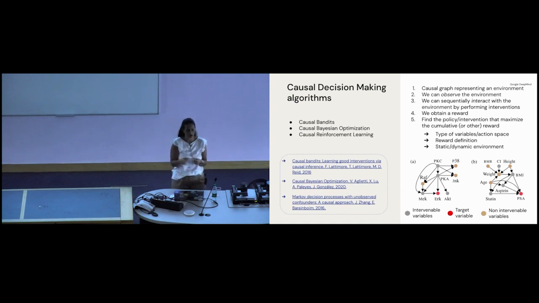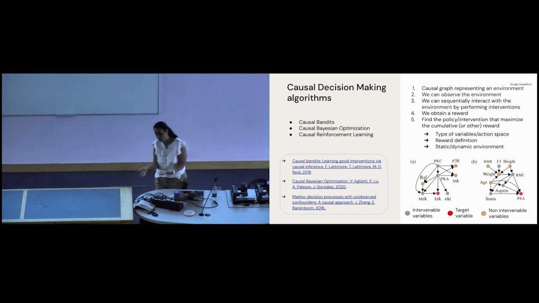It could be a graph like the one that I put here that represents the policies that are used to prescribe statin and aspirin, so we go back to the same drugs. Or it could be the graph representing the Markov decision process of a reinforcement learning problem. We can observe the environment, so we can collect what we call observational data, but we can also interact with the environment, so we can collect a few interventional data points.